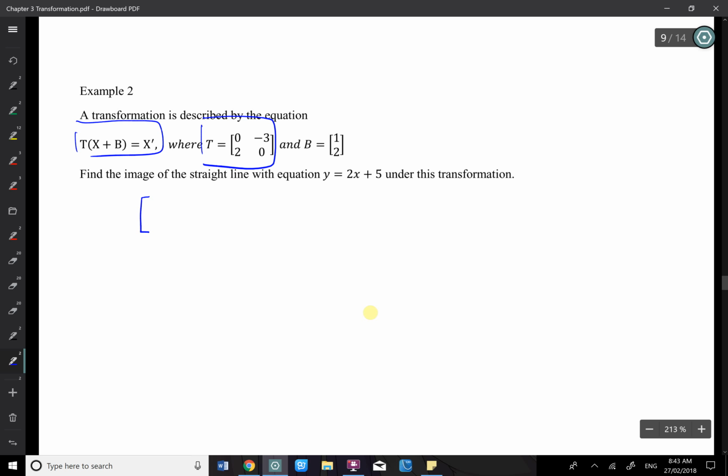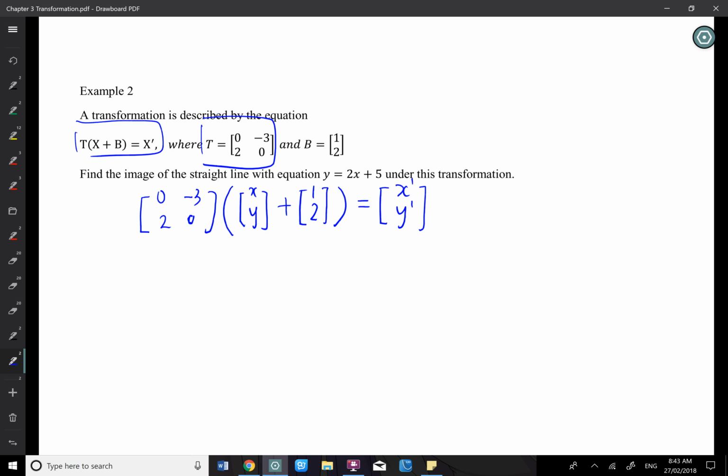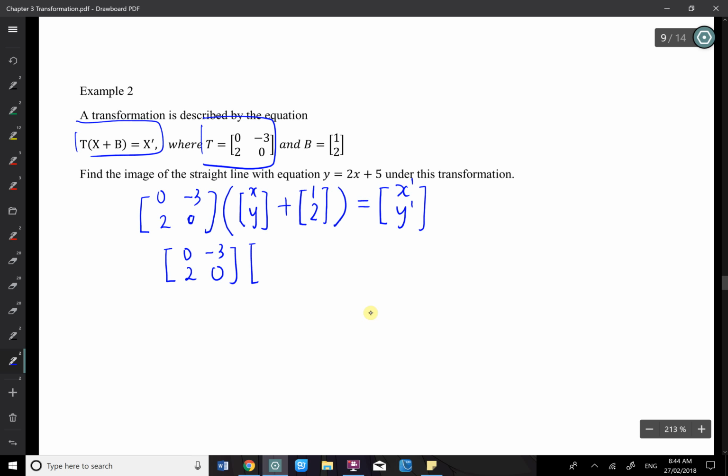So it says T is that, and times x, y, plus the column 1, 2, equals x dash, y dash. So you need to understand, in the end, we want the transformation equation. We want x dash equals to some x, y dash equals to some y. We want to calculate the matrix product as well. So we will have 0, -3, 0, 2, 0, and then we will add them.